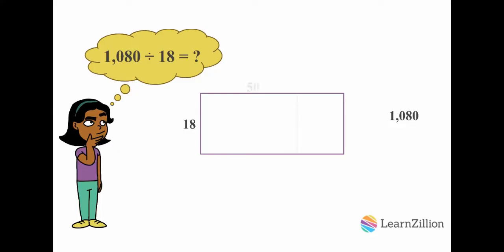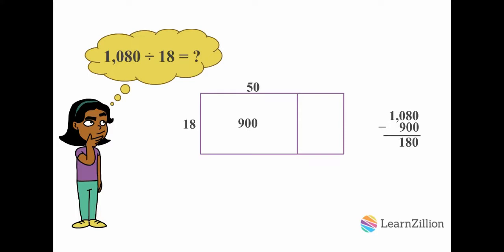Let's start by taking away 50 groups of 18. We know that 18 times 50 equals 900, so I'll place the 900 in this part of the area model. Now I need to subtract 900 from the dividend, 1080, to see how much is left. 1080 minus 900 equals 180.